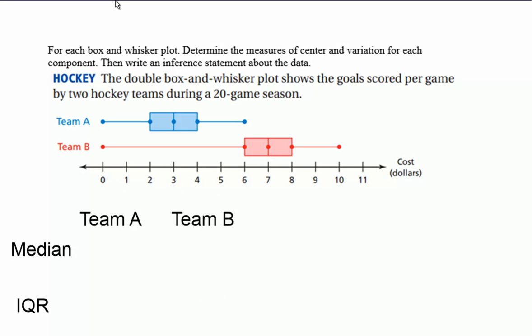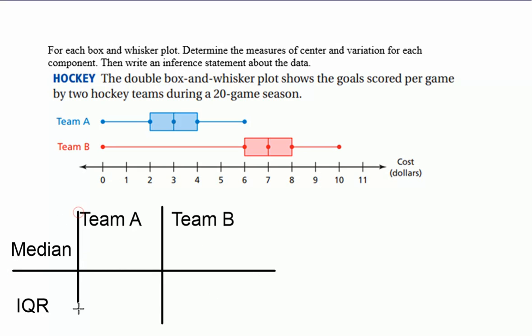That way I just made a little bit of a chart. It's going to be like a little box right here. So it has 4 spots in it. One for the median for team A, one for the median for team B, one for the IQR of team A, one for the IQR of team B. And then I'm leaving a little bit of extra room on this side for you to write your sentence.